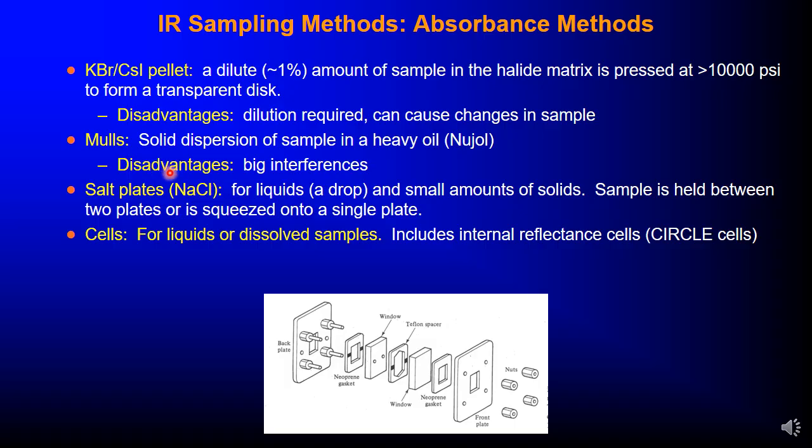Also here there is a disadvantage, big interference. Then we have salt plates, sodium chloride. For liquids, a drop, and a small amount of solids. The sample is held between two plates or is squeezed onto a single plate. Then we have cells for liquid or dissolved samples, which include internal reflectance cells.